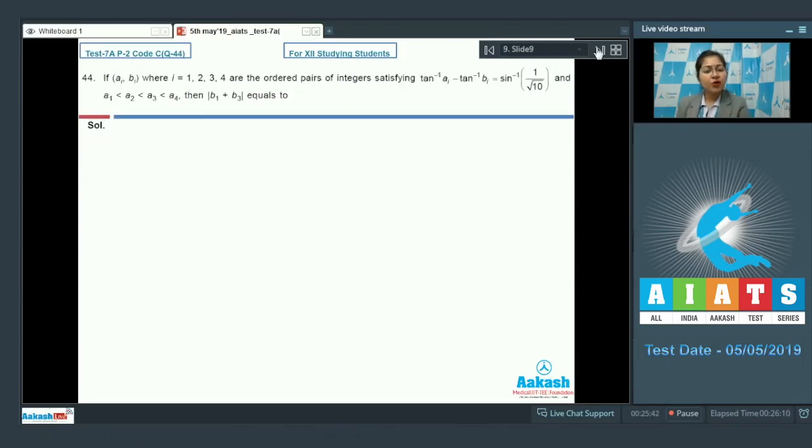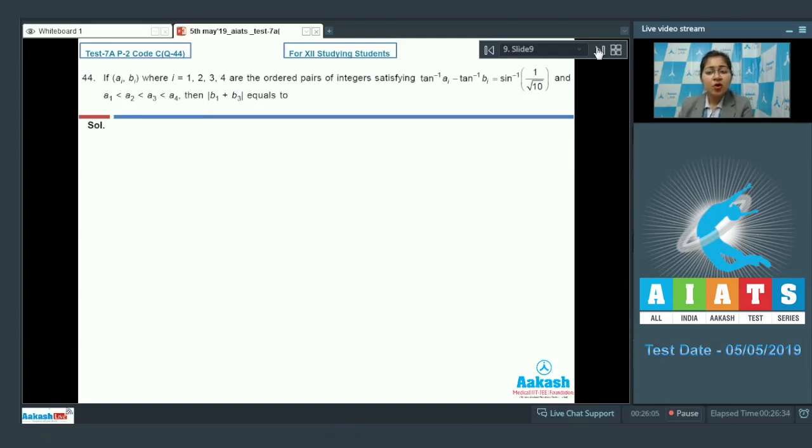Next is question number 44, which says that if (AI, BI), where I is equal to 1, 2, 3, 4, are the ordered pairs of integers satisfying tan inverse AI minus tan inverse BI is equal to sine inverse 1 by root 10, and A1 is less than A2 is less than A3 is less than A4, then we have to find the modulus of B1 plus B3.